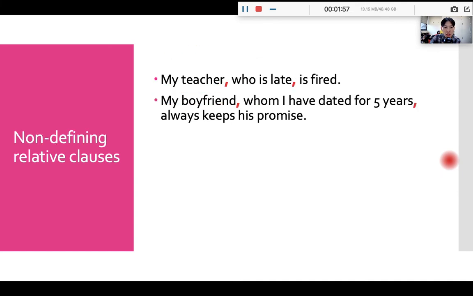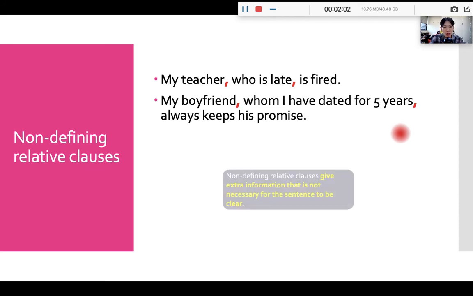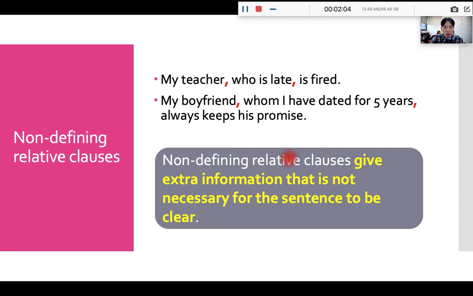The second type of relative clauses here is non-defining relative clauses. So what are they? Non-defining relative clauses give extra information that is not necessary for the sentence to be clear. So unlike defining relative clauses, non-defining relative clauses are not necessary. And punctuation wise, you can see the difference. They are in between two commas. So, my teacher, who is late, is fired.